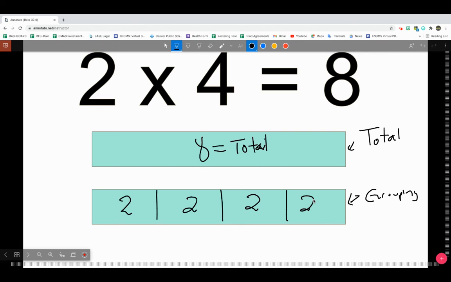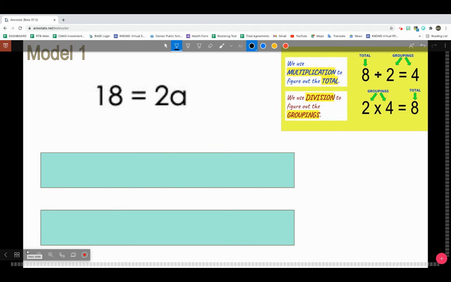It just depends on how you want to show your groupings, either 4 groups of 2 or 2 groups of 4. Because we're talking about multiplication and division, which are extremely related when it comes to groupings and total, the same works for division. So let's go into using the same examples we used before to show this. So here I have 18 equals 2 times A. I know 18 is my total, and here are my groupings. So that means my total is going to go on top, so 18. I have 2A.